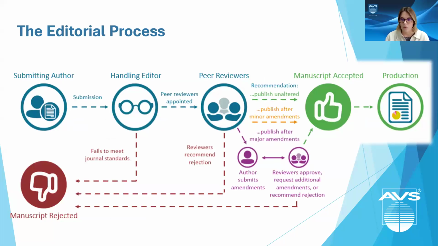So this is an overview of the editorial process from manuscript submission to publication. And you can see that peer reviewers are at the heart of this process, and this graphic reflects the potential for multiple rounds of review and revision before a manuscript is deemed acceptable for publication. You can also see that at any stage, a manuscript may be recommended for rejection, either for failure to meet journal standards or because reviewers judge that revisions are unacceptable.